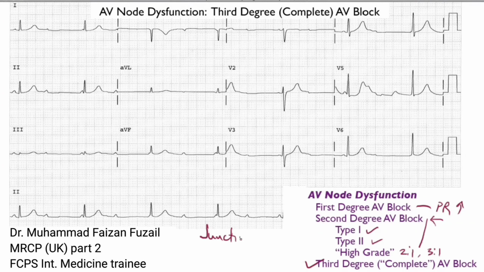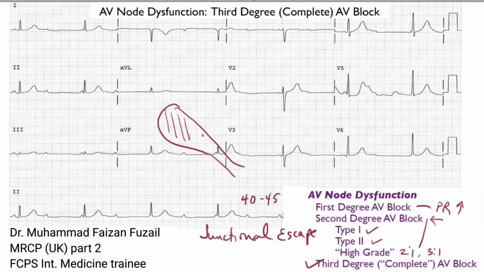Junctional means the AV node, it's the junction between the atria and the ventricle. Those escape rhythms are usually from the AV junction in the range of 40, maybe 45 beats per minute. But what happens with AV block is you'll get an escape rhythm and it could be from the low junction. If you recall, the AV node is connected to the His bundle, but there may be an area down in the lower part of the AV node that would be able to take over.